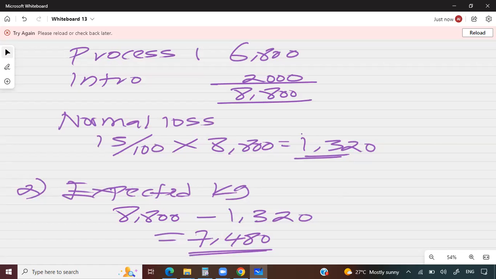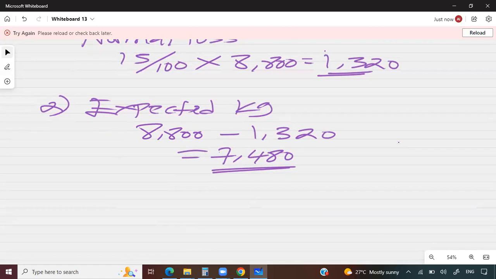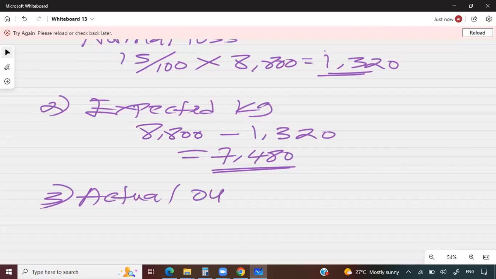Our aim is to check whether there is an abnormal gain or an abnormal loss. Before we can decide that, make sure you determine the expected. Now we will go again and ask: what is the actual output?